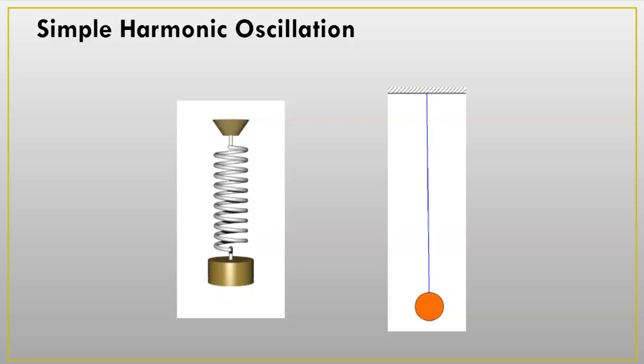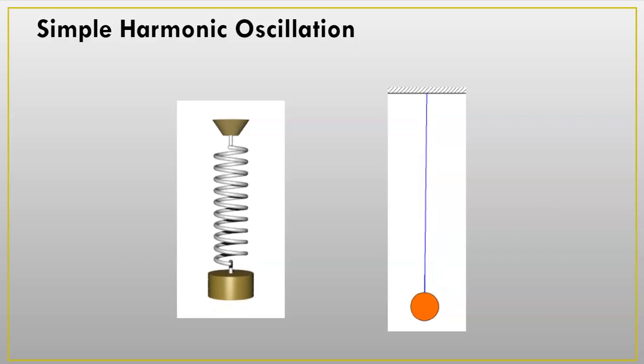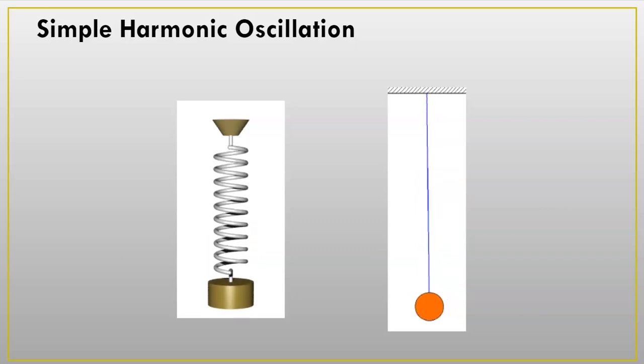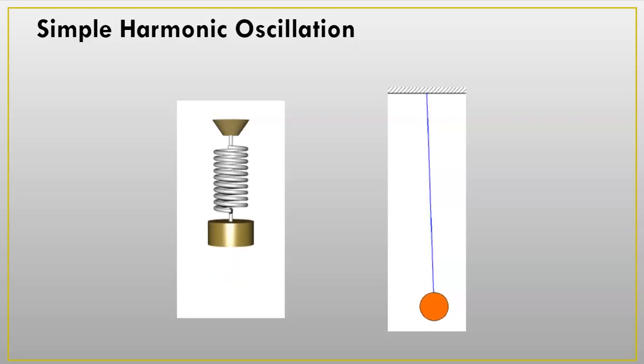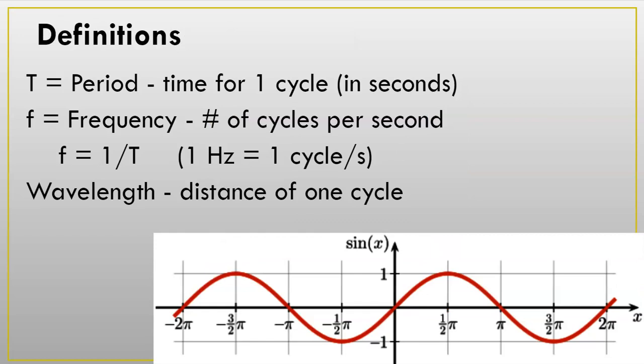And so in both of these cases, you have an object that's going through motion over and over and over. It's that same cycle. That's what we're talking about here with simple harmonic oscillation. We could graph this, and it would look something like this, where we have a function that goes up and down. This is a sine wave here.